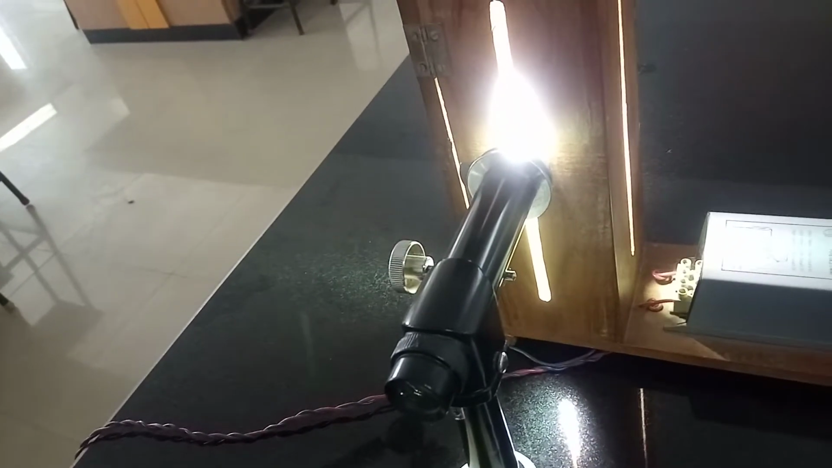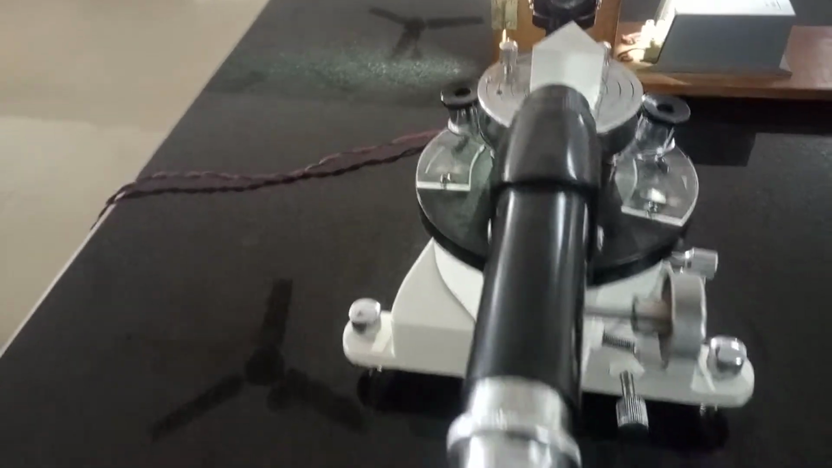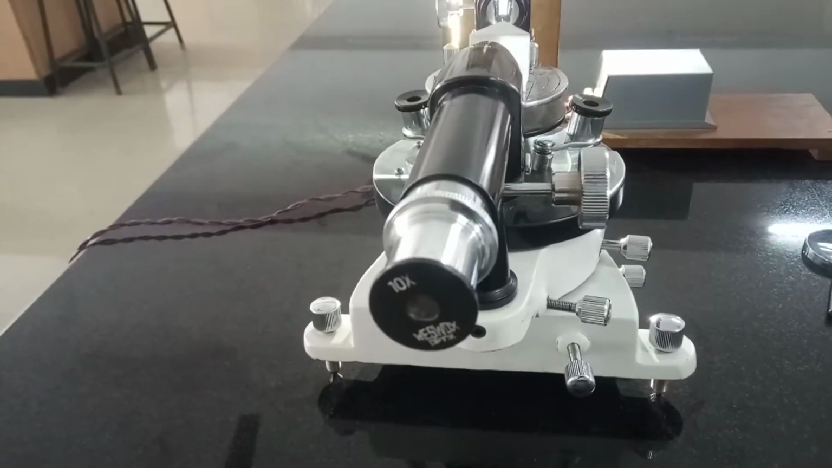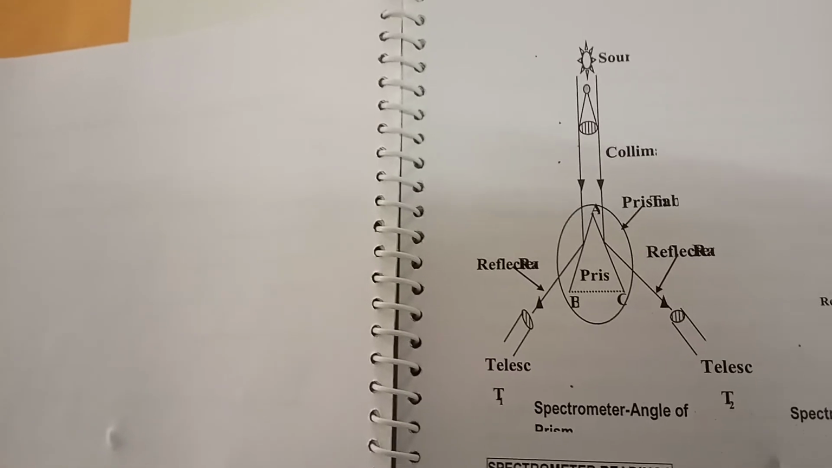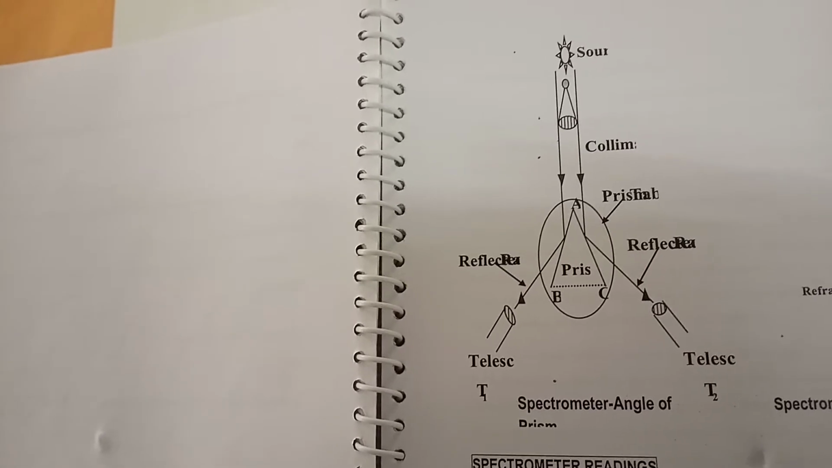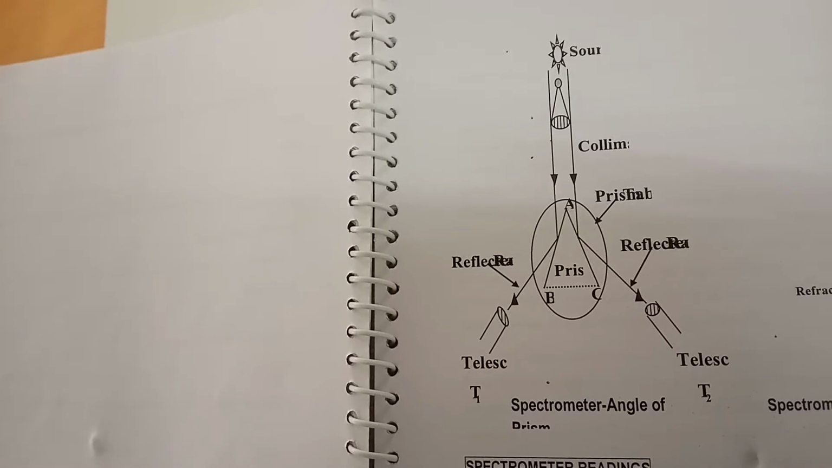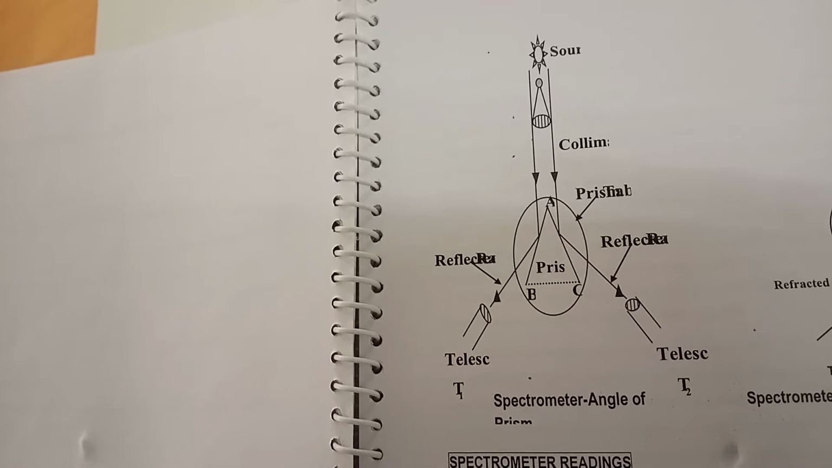Now the collimator is pointed towards the path of the light source from the mercury vapor lamp, and again it passes through the prism, and through the telescope we can view the images. To find the angle of the prism, as shown in the picture, the light from the source will be split into two images noted as B and C points of the prism. The positions of the telescope are T1 and T2 correspondingly.